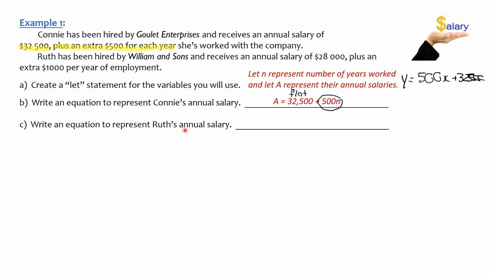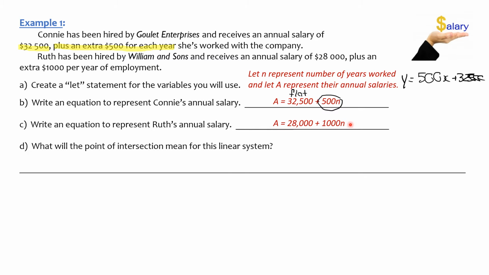Now Ruth, same thing. It's going to follow the same format as this one. So look up to the information about Ruth, and what's her equation going to be? Press pause and write it down yourself. Here it is. Her annual salary is $28,000. That's her flat rate, and she's getting another $1,000 every year.